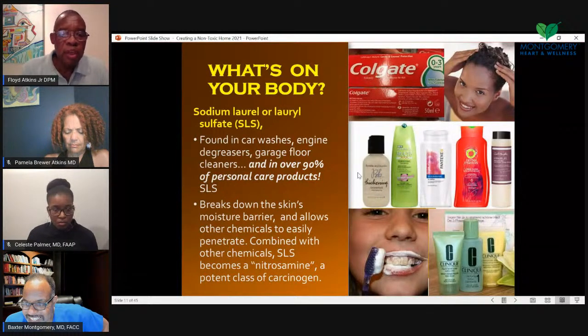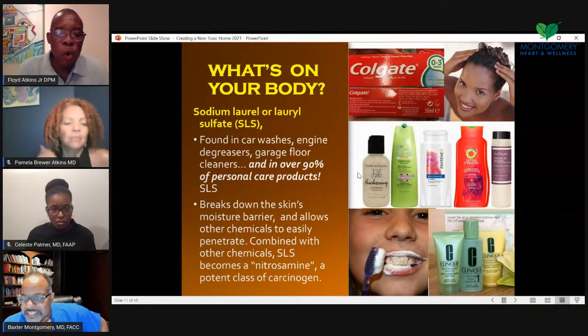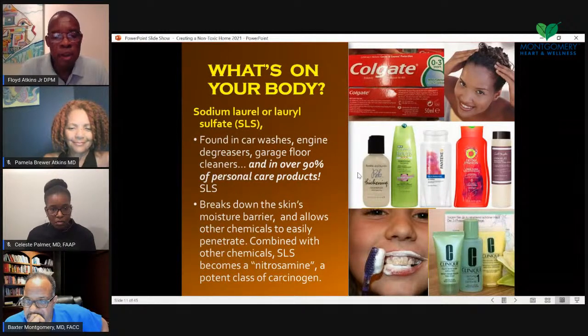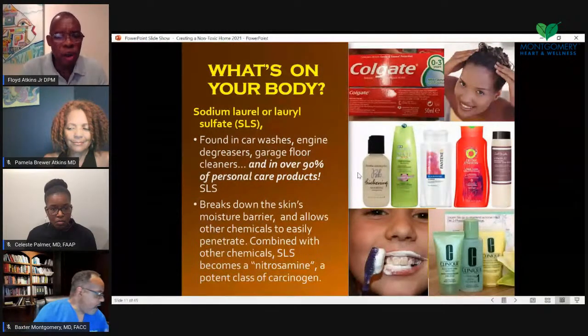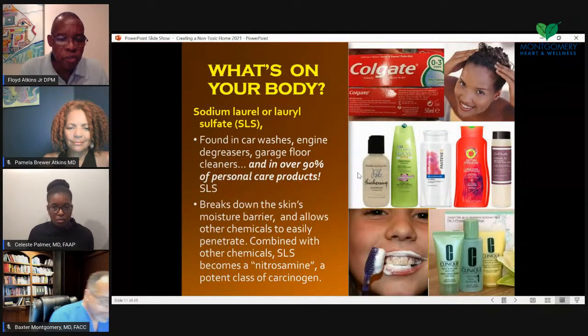Another chemical that we see is called sodium lauryl sulfate, SLS. And that's really a foaming agent. It's the foaming agent they put in toothpaste, in detergents, in shampoos to give you a lot of lather. People want that. But it's found in car washes because they have a lot of foam there. Engine degreasers in mechanic shops, they use it on garage floors to clean grease up off the floors.